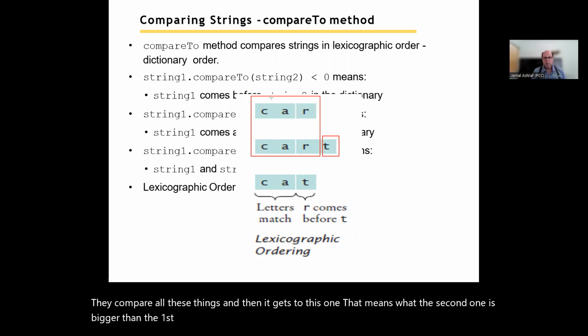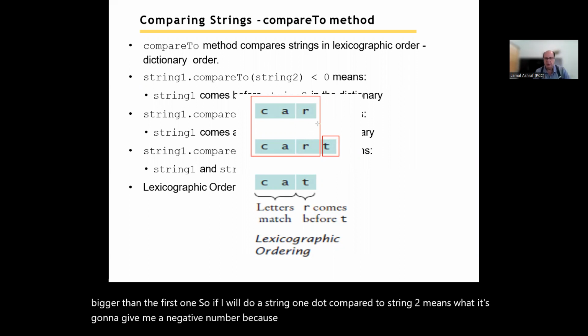So if I do string 1 dot compare to string 2, what does it mean? It's going to give me a negative number because the first one is smaller than the second.